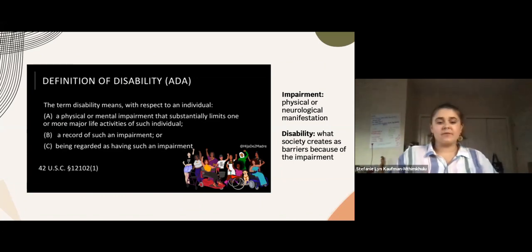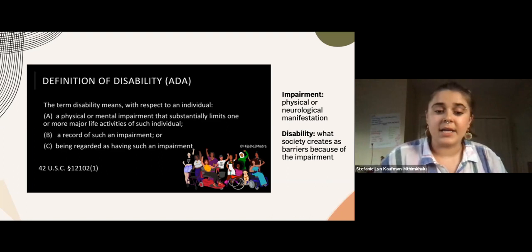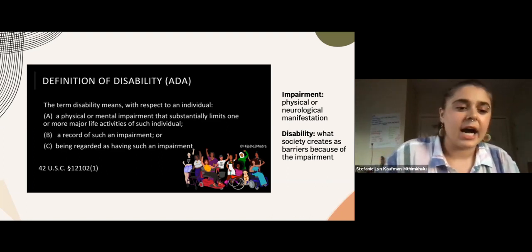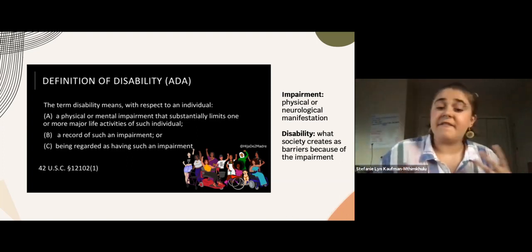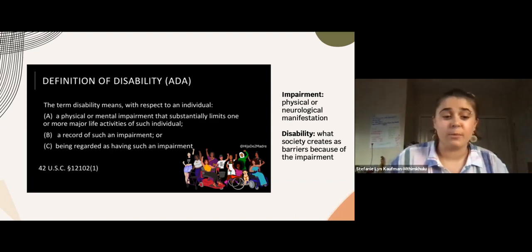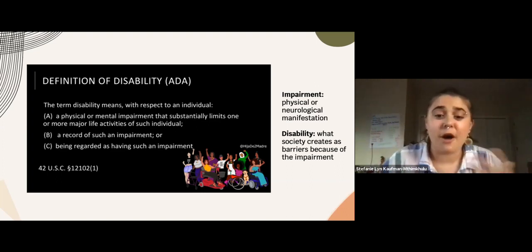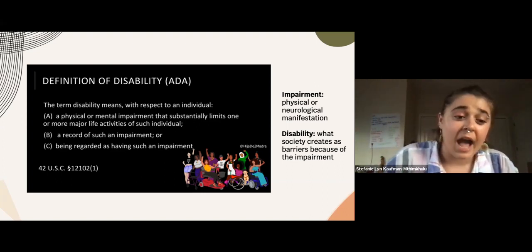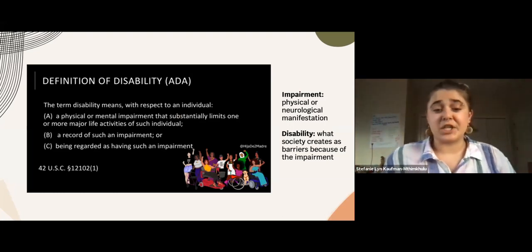So I also just want to give you all the legal definition of disability defined by the Americans with Disabilities Act. There are three components to that. The first is a physical or mental impairment that substantially limits one or more major life activities, like breathing, thinking, walking, standing, all of those things. The second and third are having a record of such an impairment or being regarded as having such an impairment.